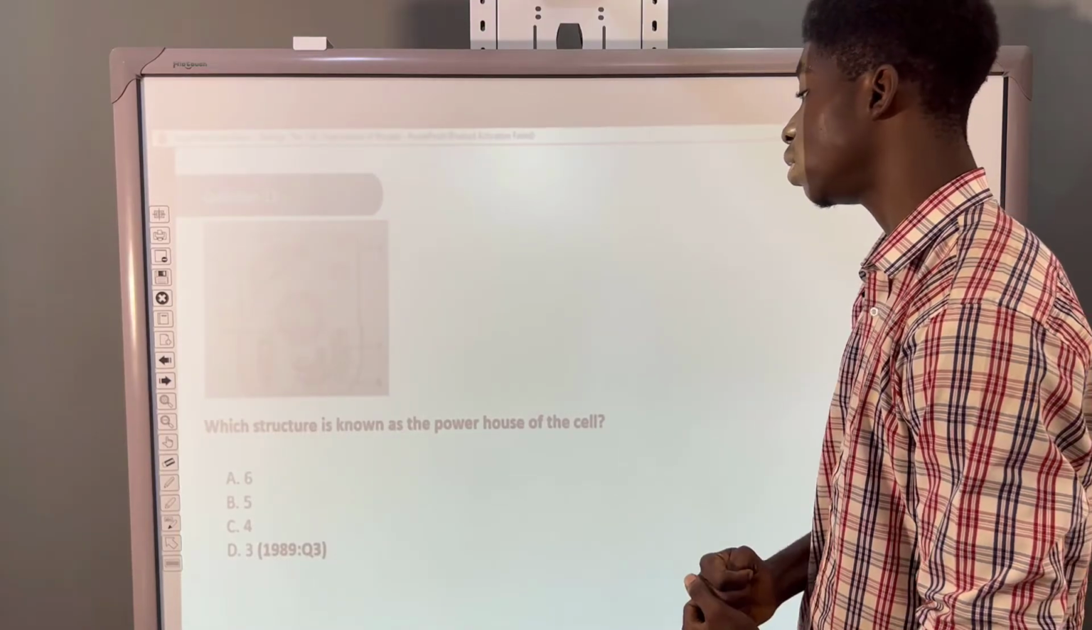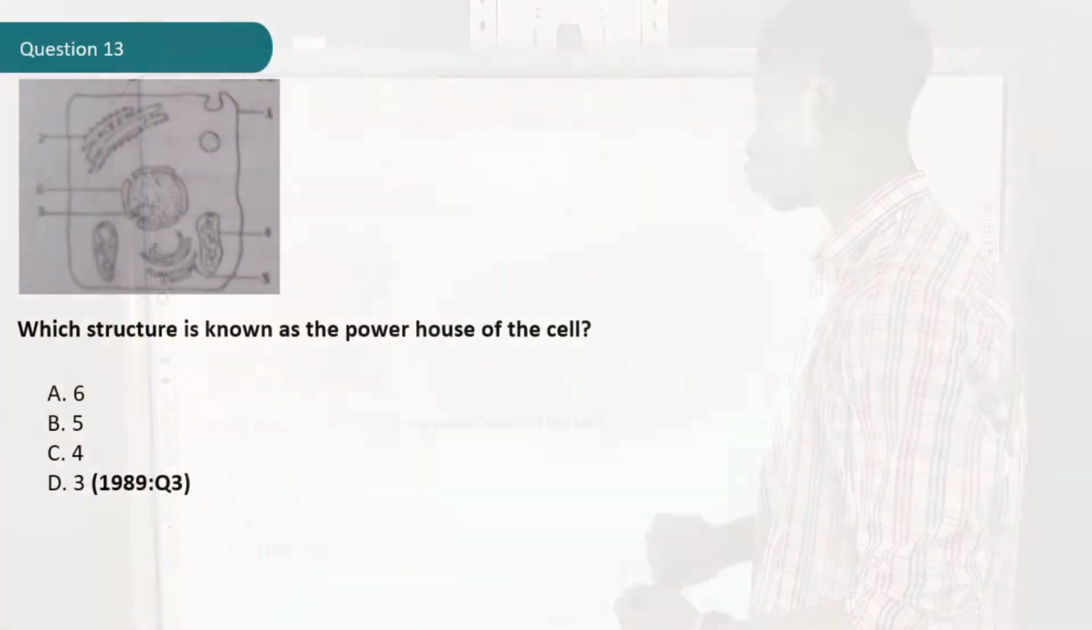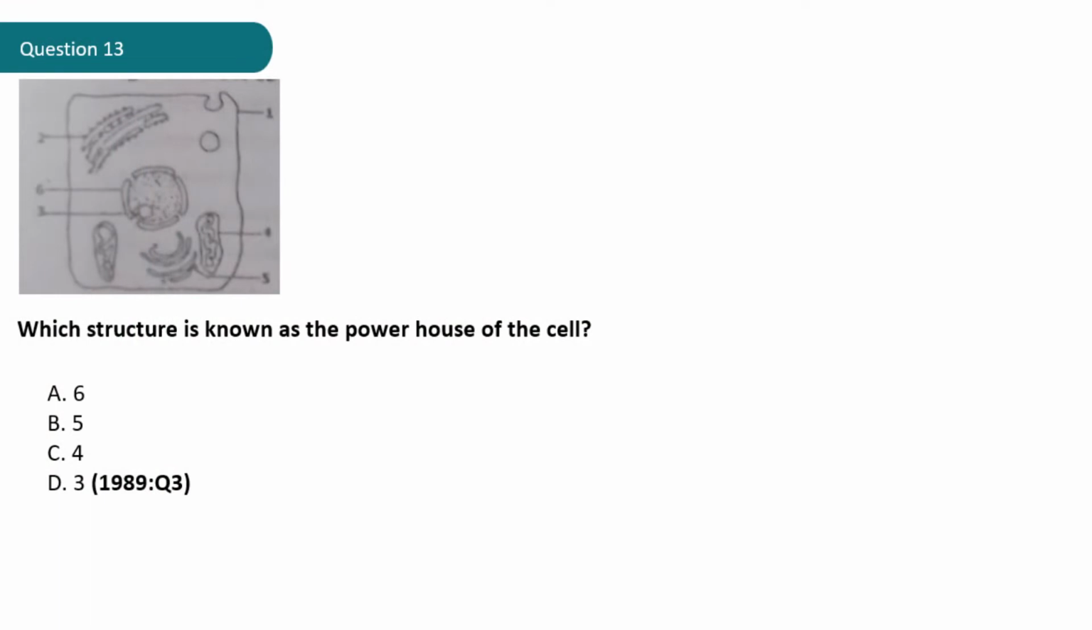Question 13. Which structure is known as the powerhouse of the cell? A. 6, B. 5, C. 4, D. 3. That's gotten from the year 1989, question 3. Let's give that a try. Now let's see what the answer says. The correct answer is C, number 4. The part labeled 4 is also known as the powerhouse of the cell.